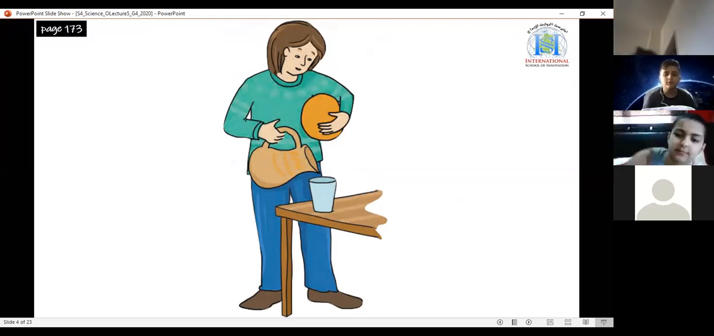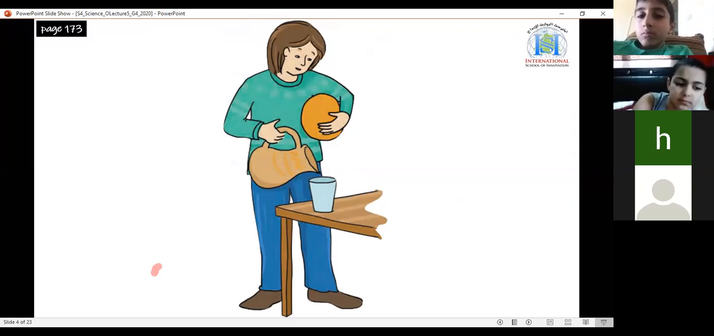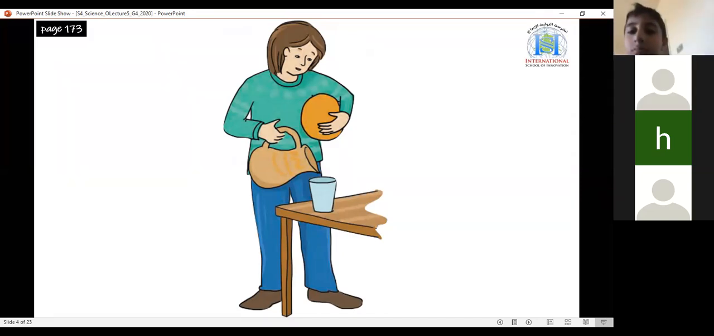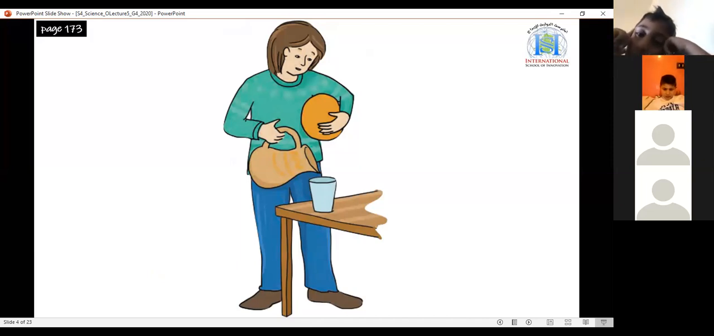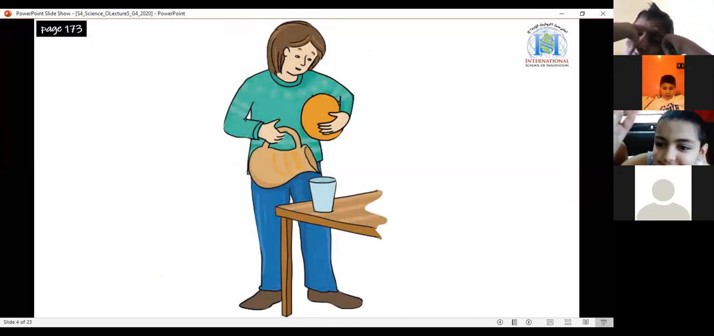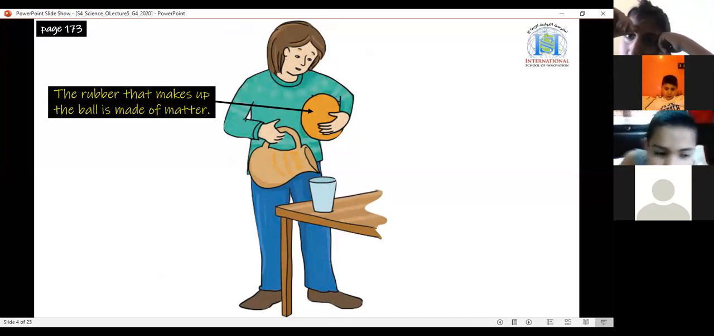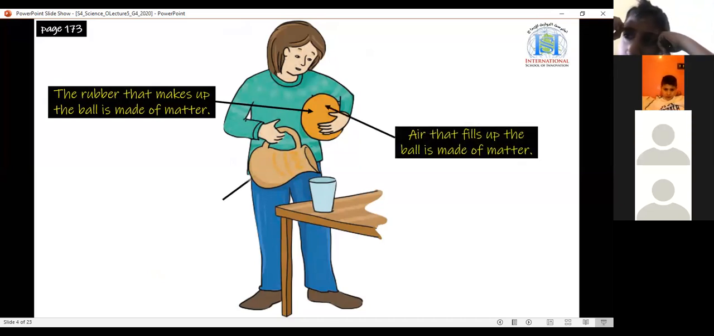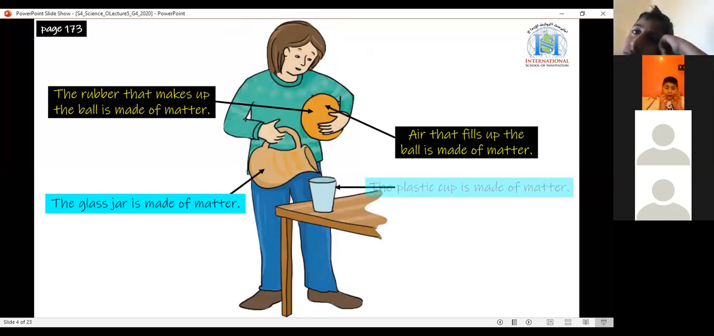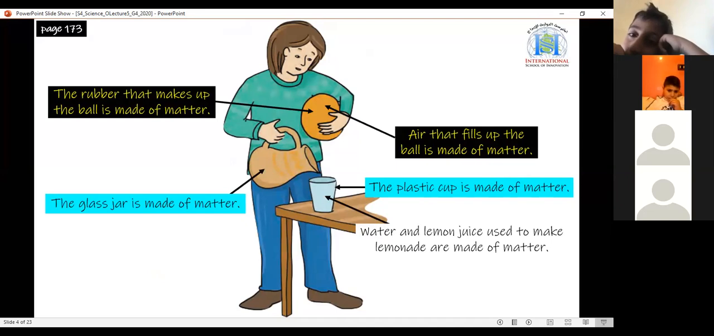What are different kinds of matter shown in the picture other than glass and rubber? The person, that's right. You yourself. The girl is wearing clothes. The rubber that makes up the ball, the air inside the ball, the jar, the plastic cup, the juice that is inside, even the wood. The table is made of wood.